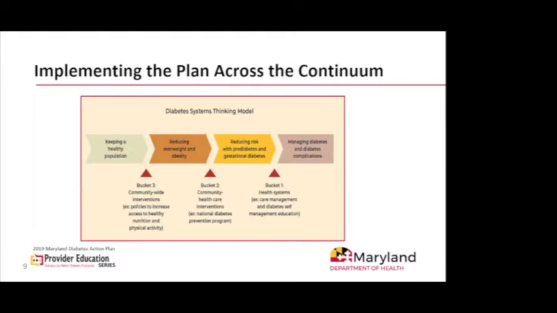Bucket 1's interventions for health systems undergird the need to improve overall care quality for people with diabetes, and the plan has lots of action steps for that part of the continuum as well. And those would include things like expanding electronic referrals through CRISP, our health information exchange, and maximizing the 6 core elements of the chronic care model to fully use all the healthcare team so that we can optimize care for every patient.